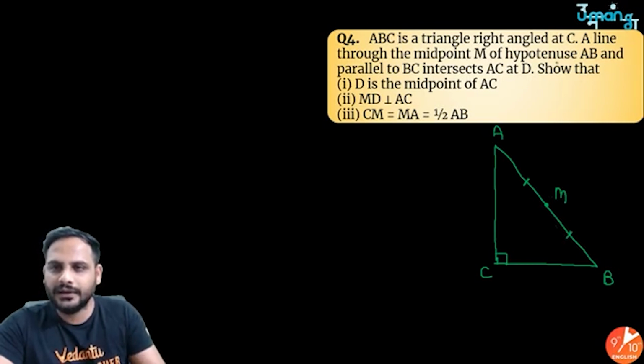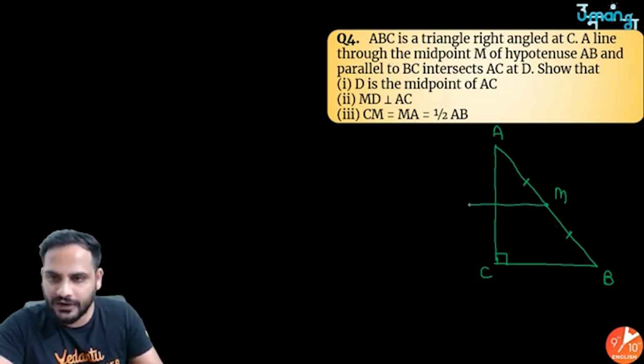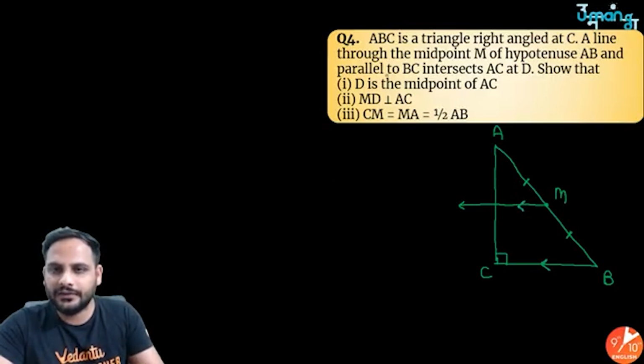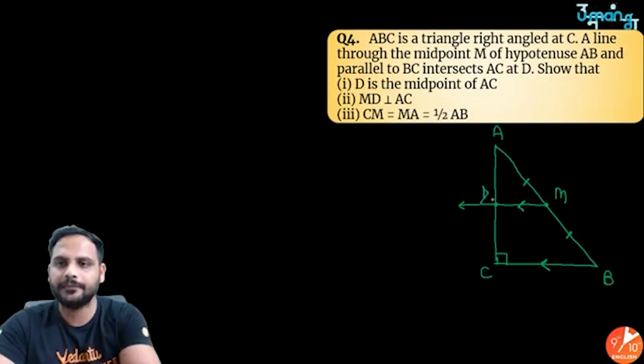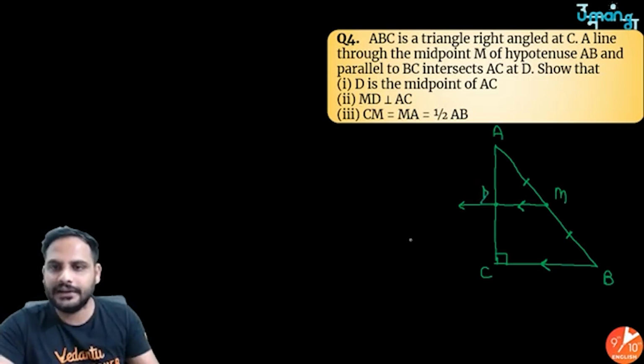Through that, a line is drawn parallel to BC. So parallel to BC, we are drawing a line. These two are parallel to each other. Okay, parallel to BC, intersecting AC at D. This point is D. Show that first one, D is the midpoint of AC.